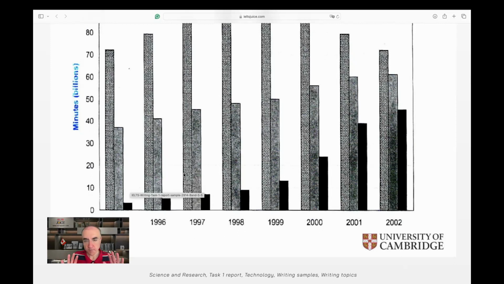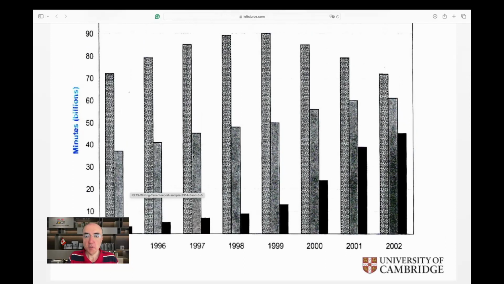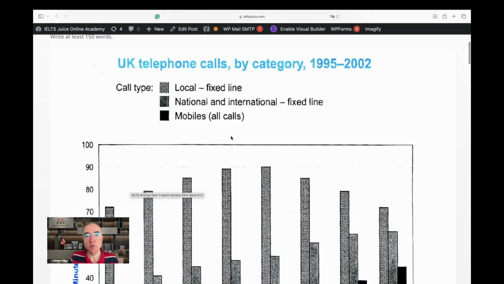All right. Now, let's start analyzing it. First, the type of chart is a bar chart. Second, what does it show? Well, I can see that these are the number of minutes in billions for people who made phone calls. Not just any people, UK people, I mean British people.